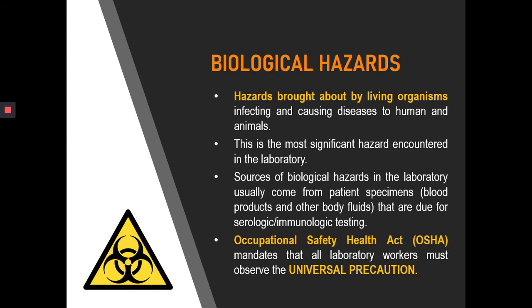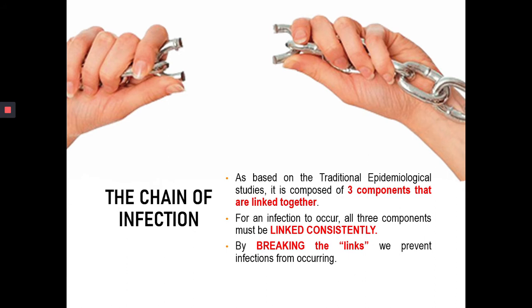The Occupational Safety and Health Act, or OSHA, mandated that all laboratory workers must observe the universal precaution. We all know that the universal precaution says that all laboratory specimens must be handled as though they are potentially infectious. Even if the sample comes from a family member, it still has the capacity to infect both humans and animals. So next, we have the chain of infection.